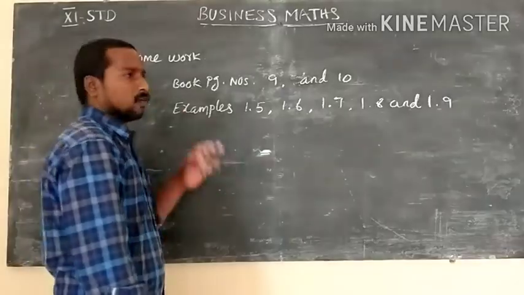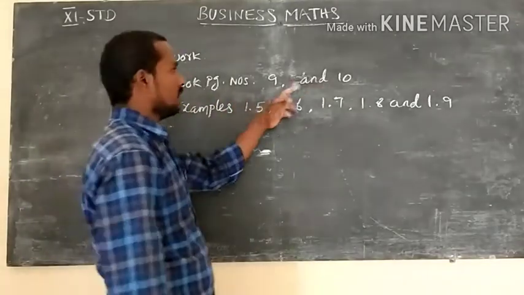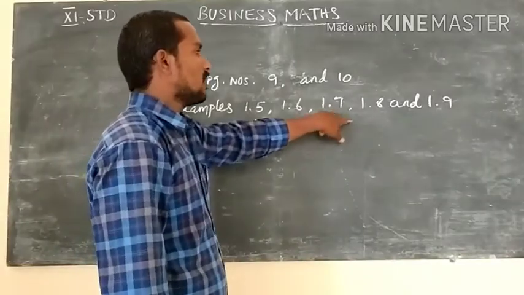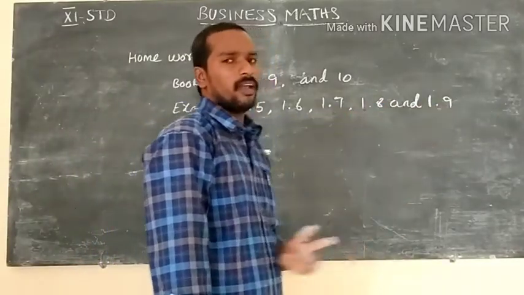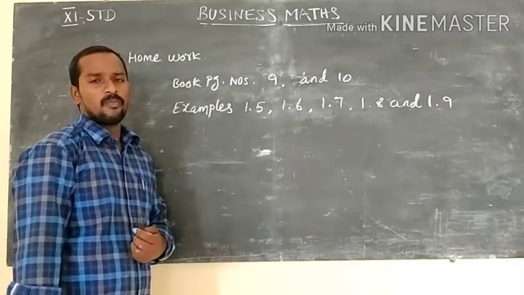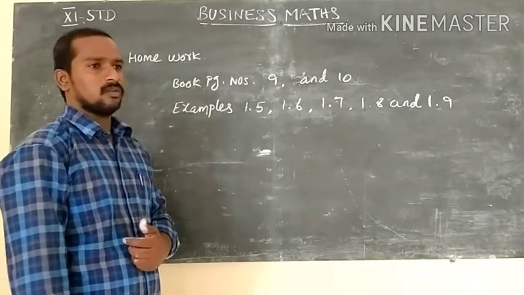Today's homework: book page numbers 9 and 10, examples 1.5, 1.6, 1.7, 1.8, and 1.9. Before doing the examples, carefully read the properties of determinants. Then do the sums. Do it well.